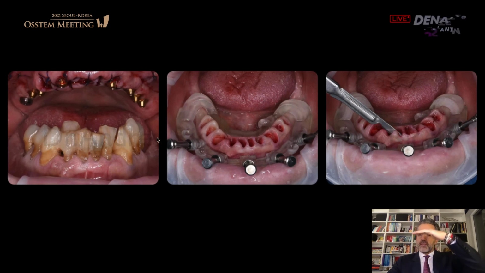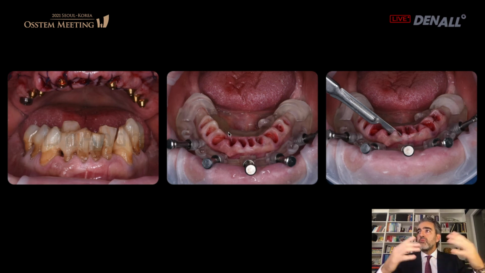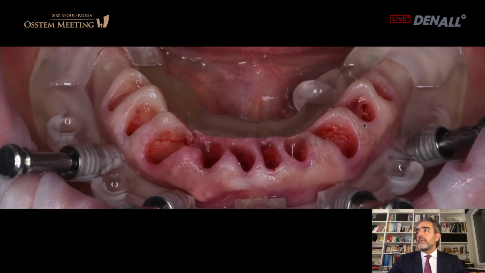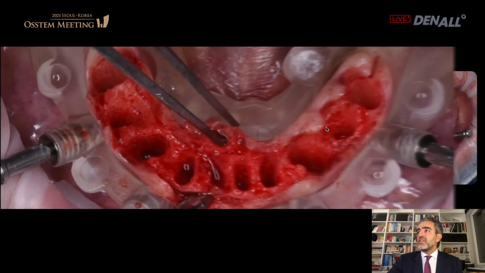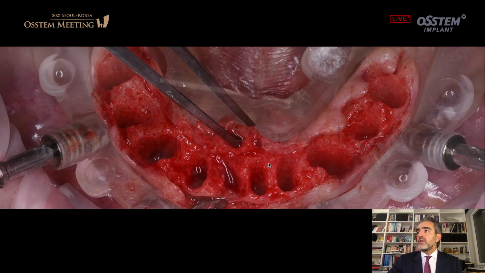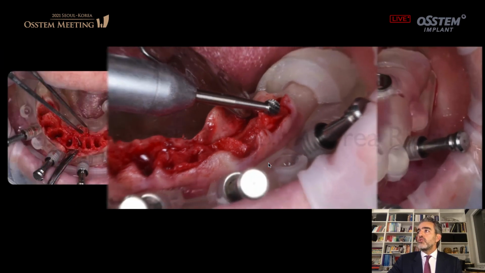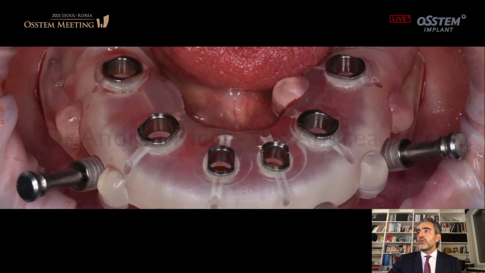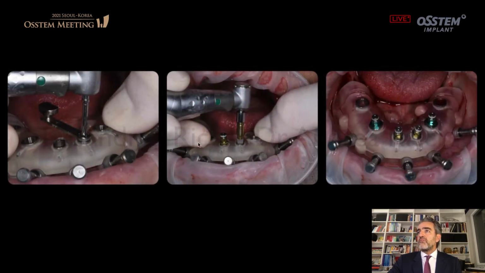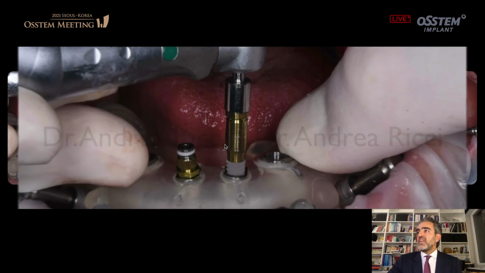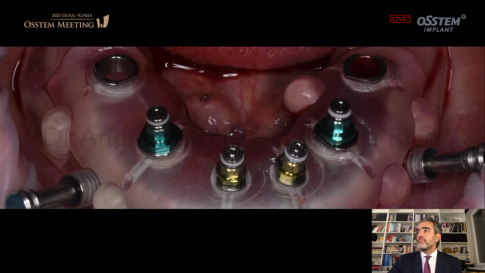Then once the guide is placed and the pins are inserted, I can remove the aligning device and open the flap. Here again, open the flap, remove the bone where it is needed. Here you can see the procedure. Here the surgical guide and the positioning of TS3 Osstem implants.